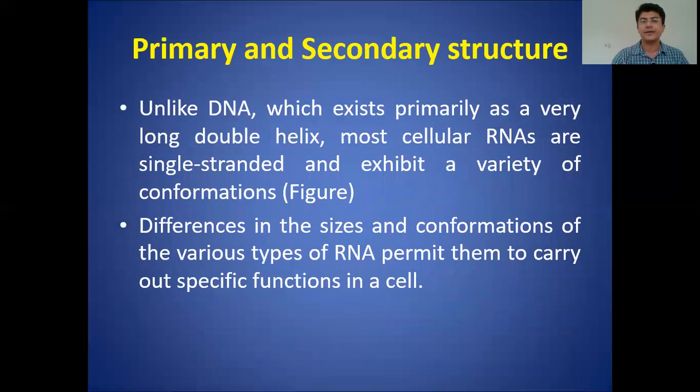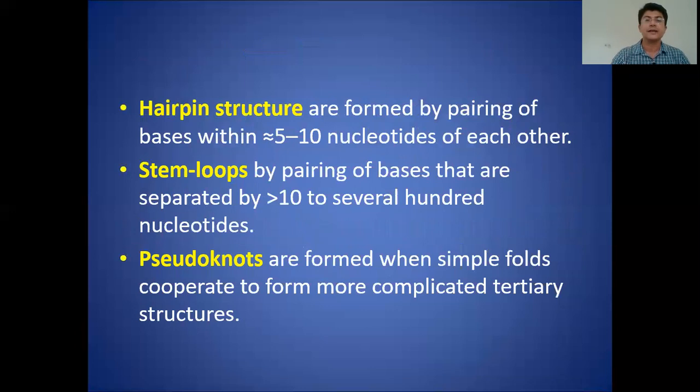Primary and secondary structure of RNA. Unlike DNA, which exists primarily as a very long double helix, most cellular RNAs are single-stranded and exhibit a variety of conformations. Differences in the sizes and conformations of the various types of RNA permit them to carry out specific functions in the cell. So several secondary structures are found. These are listed: hairpin structure, stem and loop structure, pseudoknot structure.